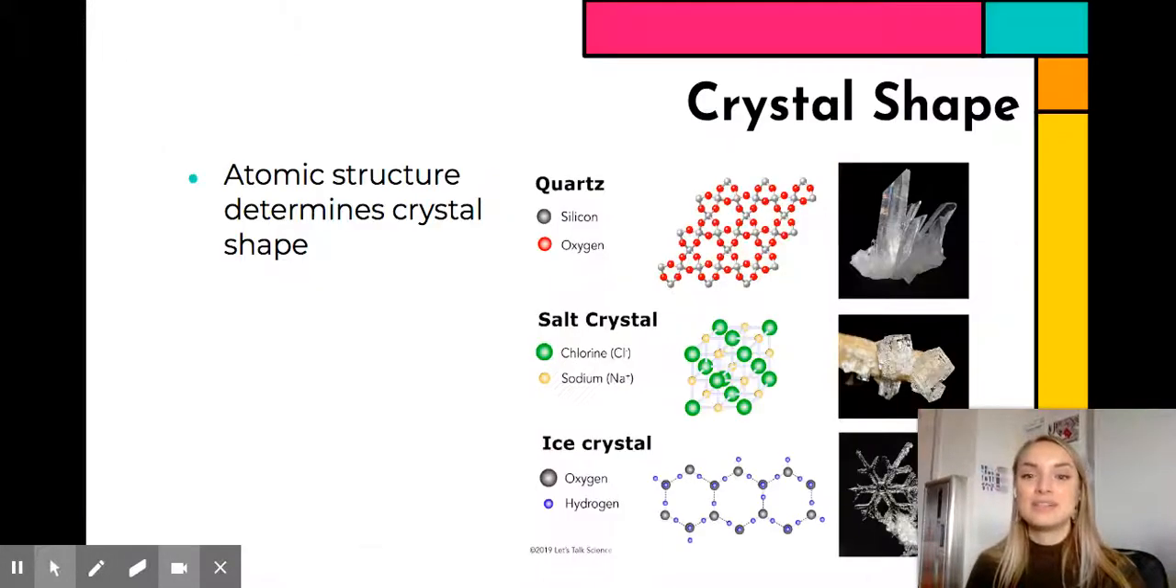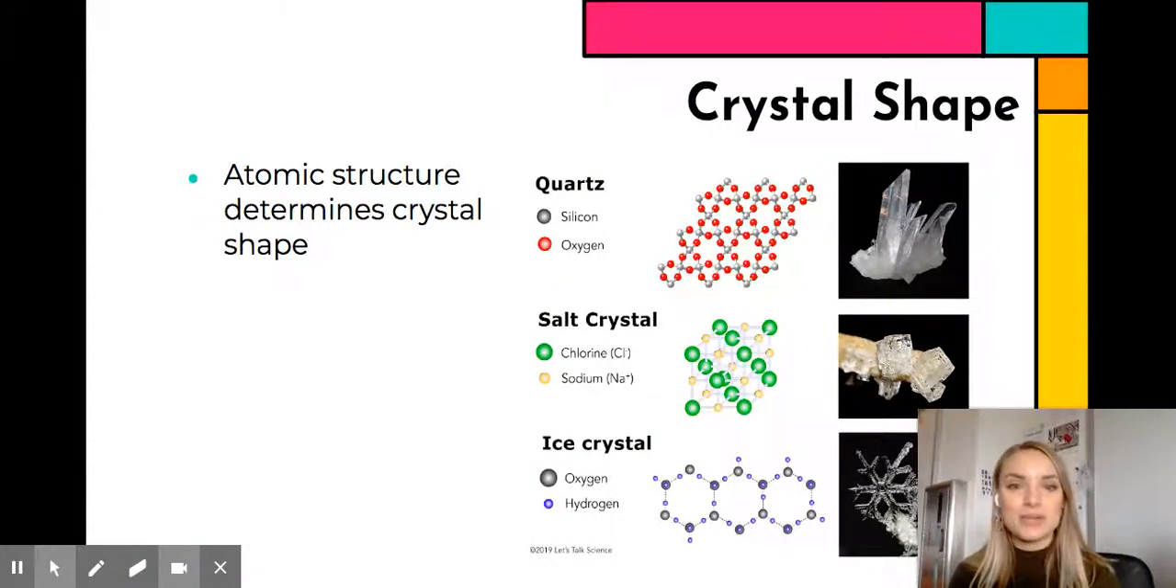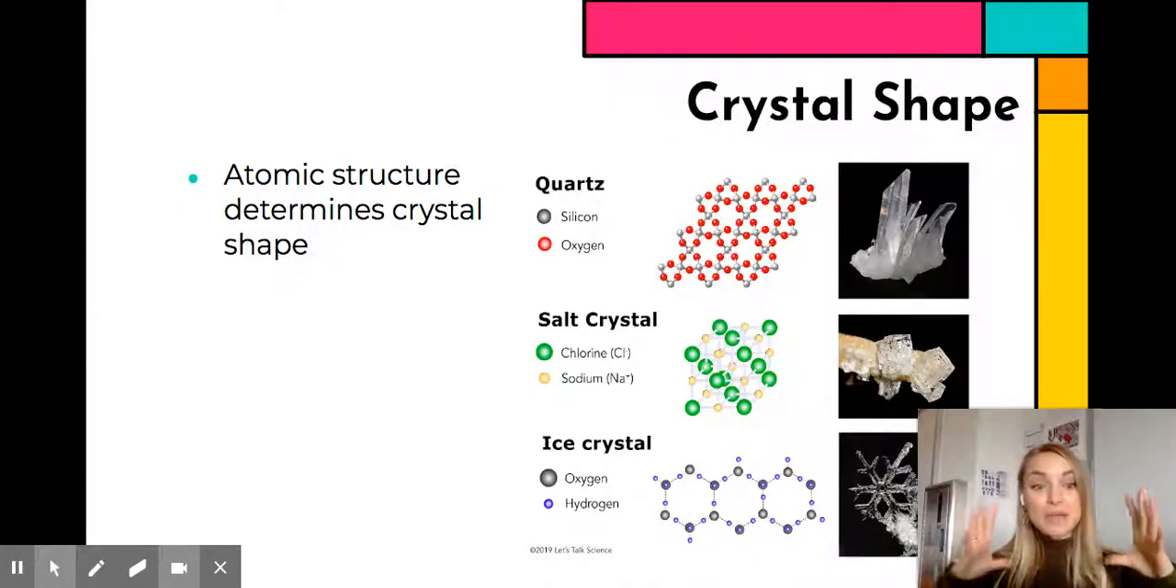All right, finally, we're going to talk about crystal shape. So this was one of the defining characteristics of what makes a mineral, that it has a definite crystal shape. But the crystal shape can also help us identify the type of mineral that we're looking at, because the atomic structure, so how the molecules and atoms are arranged on an atomic level, helps to determine the shape that we see. The microscopic behavior of those atoms determines the macroscopic crystal that we observe.